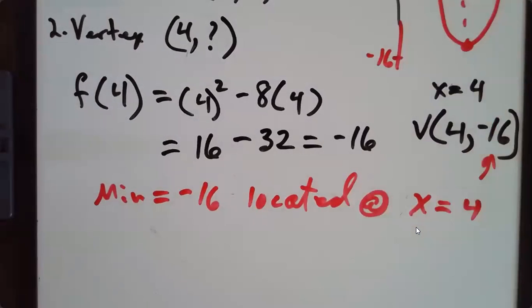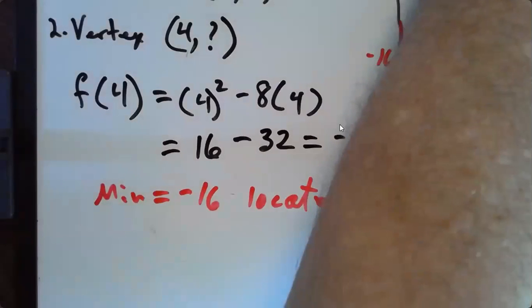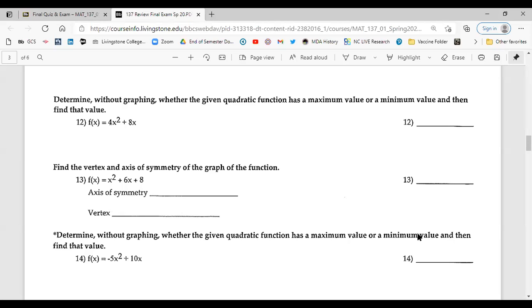Well, it's the same equation, right? I believe it is. Let me double check. Maybe it's different. Oh, this one's a plus. Okay, this is different. All right. So that was the minimum value and the location for number 11.